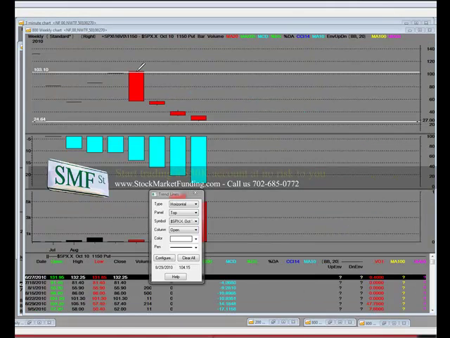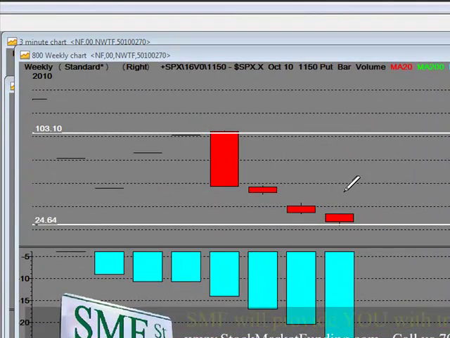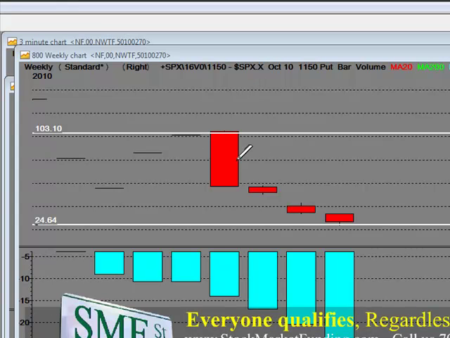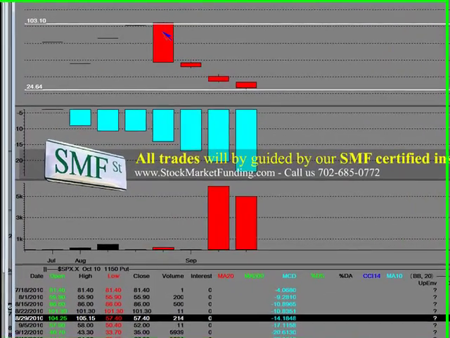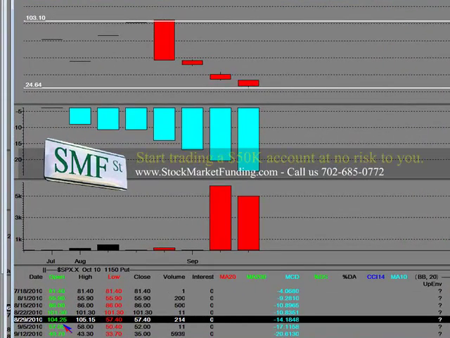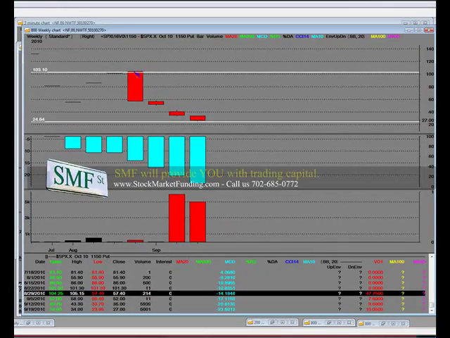SMF Street Trader, we just wanted to show you what a monthly view of that 1150 put in the money on the S&P is. It was 103 some odd dollars up here. Well, actually it was $132, I'm sorry, the high of that bar, that weekly bar. Let's take a look. This opened right here at 104.25. 105.15 was the high of that bar.